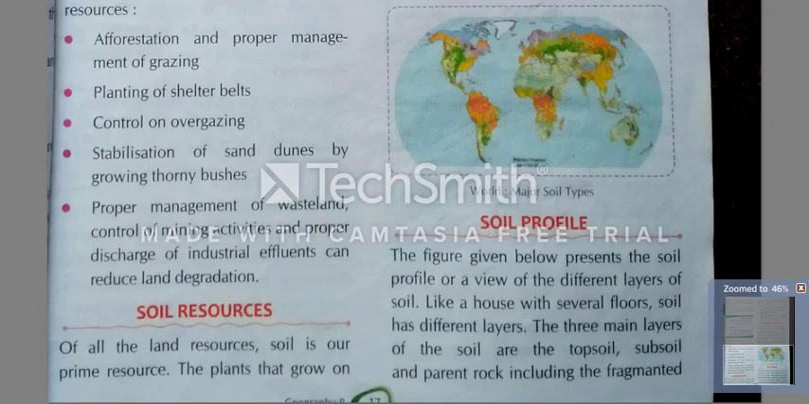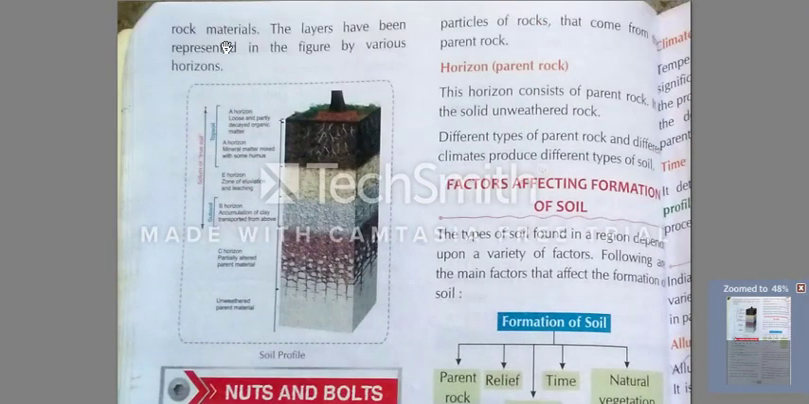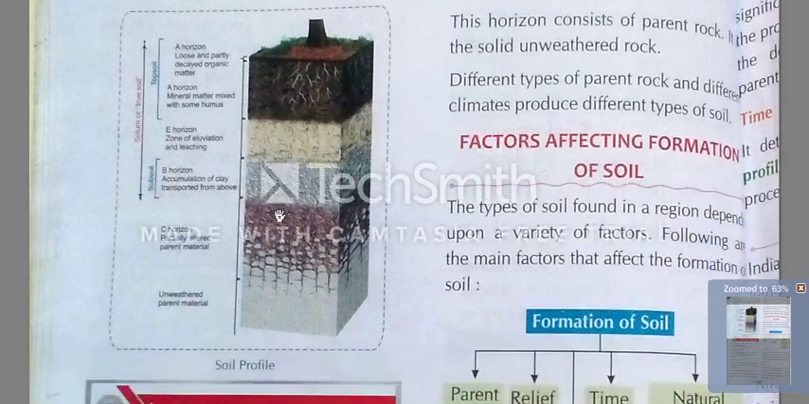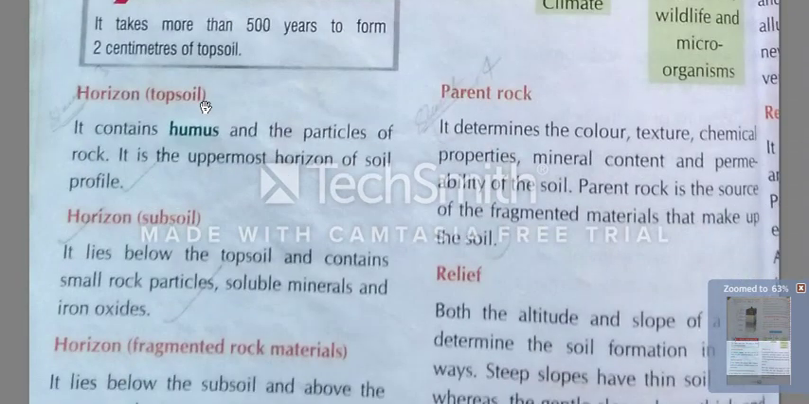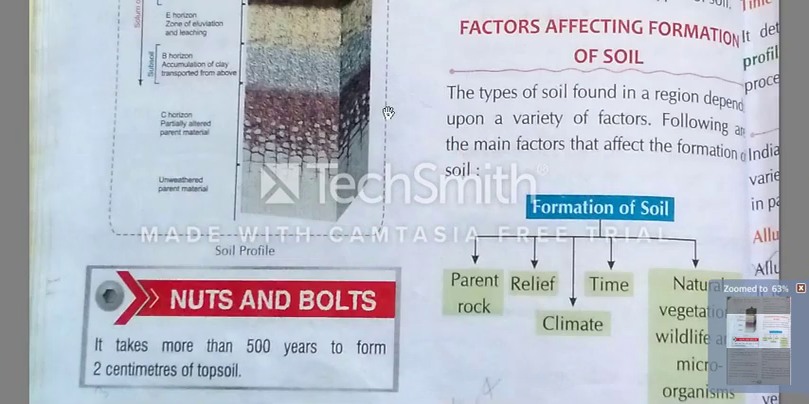or we can say that it breaks into different small pieces. Clear? That also includes rock materials. These small pieces of rock materials, they also include. Means topsoil, subsoil, fragmented rock material, the same small pieces of rock, and also the parent rock. Now let's see.